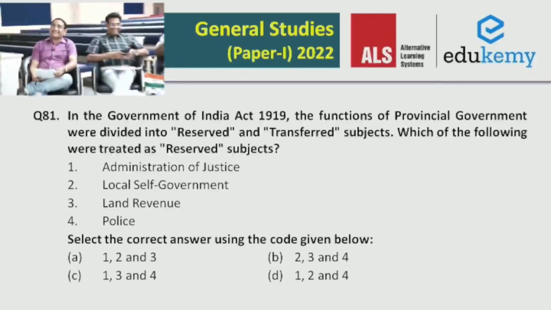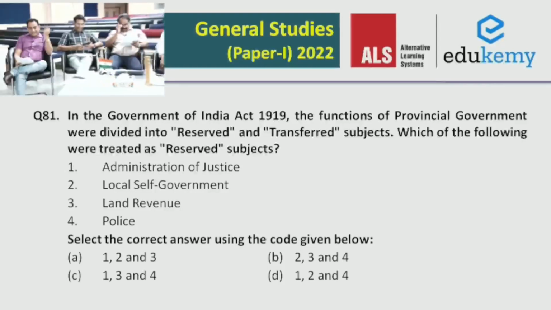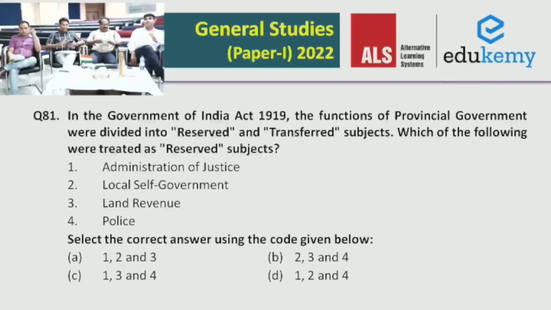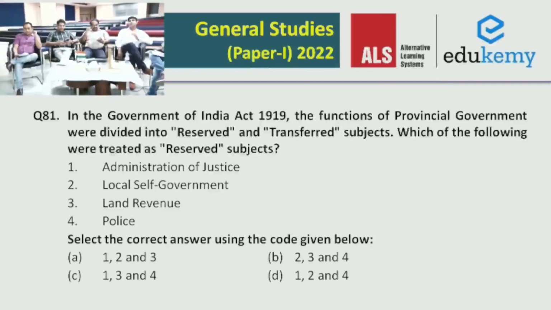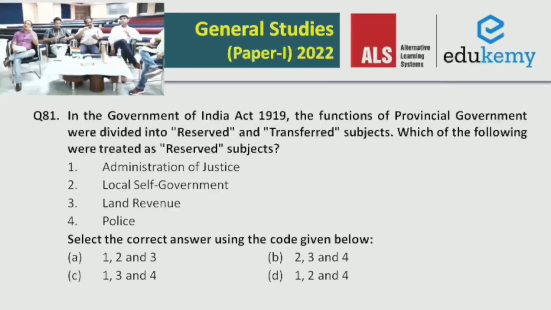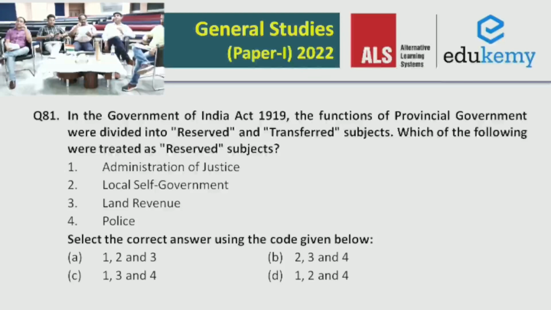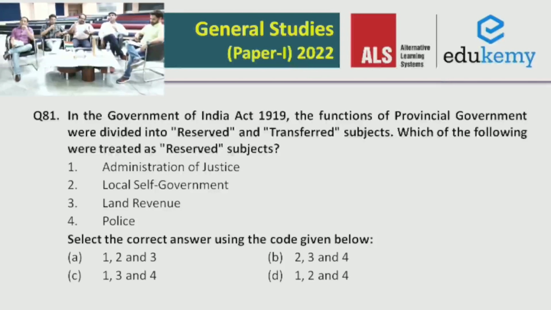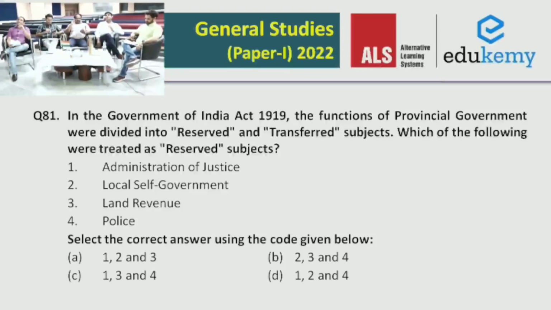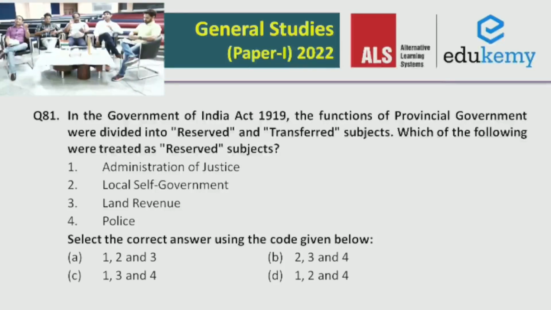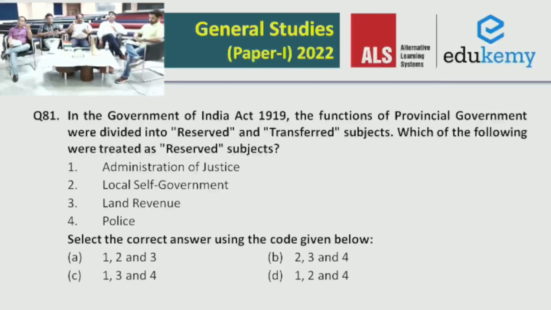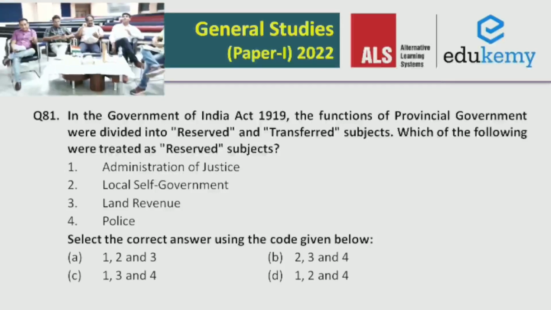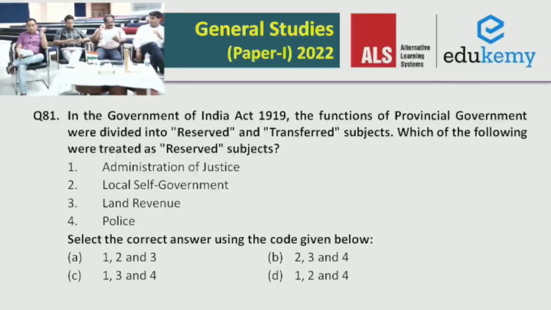along with history. Yes. So this is a very simple question, but you have to apply, because this was the reason for the non-cooperation movement: the division between reserved and transferred subjects. As they were not satisfied with this division, it led to a reaction, and this reaction paved the way for the non-cooperation movement. And the only thing here you can concentrate on is local self-government.